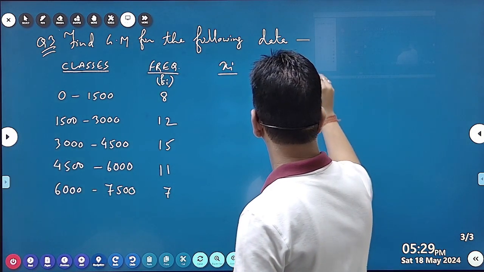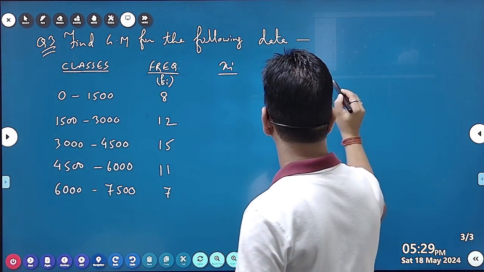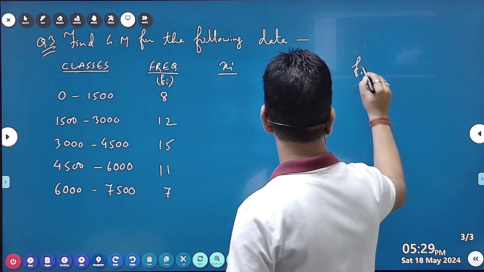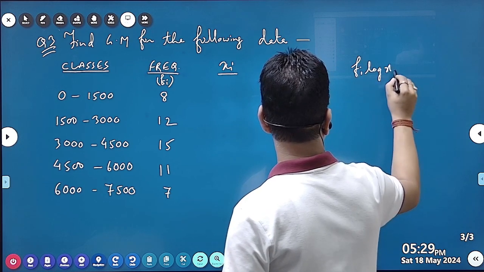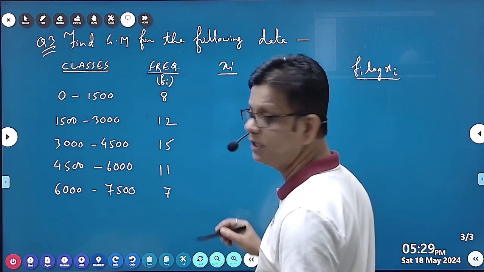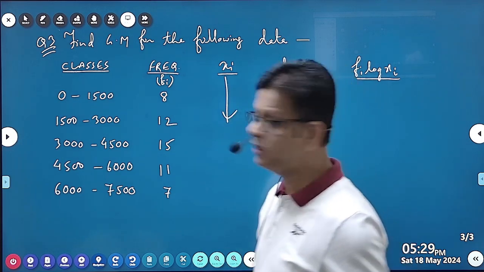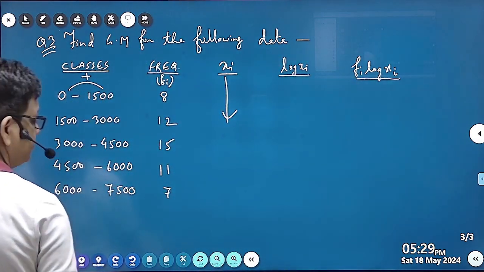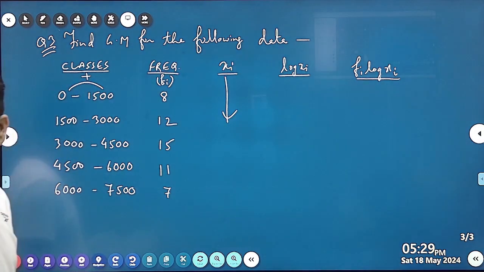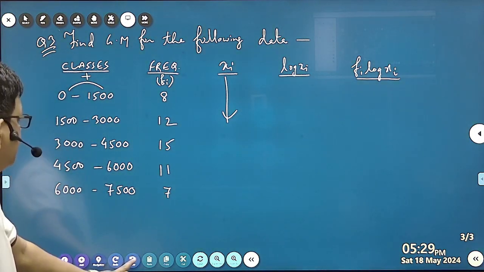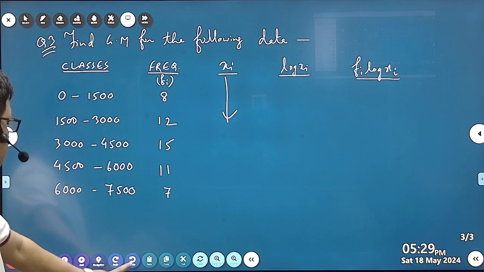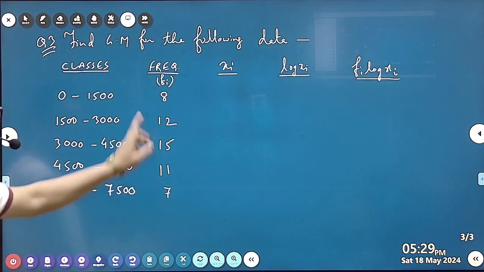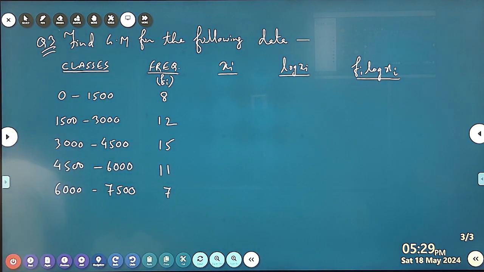Yes, it will be log Xi. Then Fi multiplied by log Xi. And the rest of the things are the same. The only difference here is this Xi you need to find out. And you all know how to find Xi: lower plus upper divided by 2. Okay. Can you try this? Try this. This is the last question. I'll start the next topic after this. Find Xi, then log Xi of all these numbers. Try to say the last value.